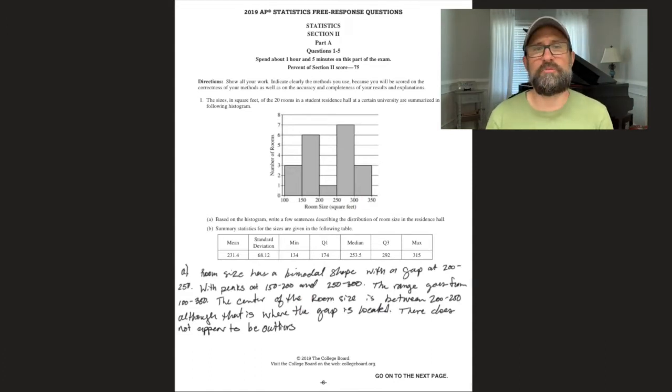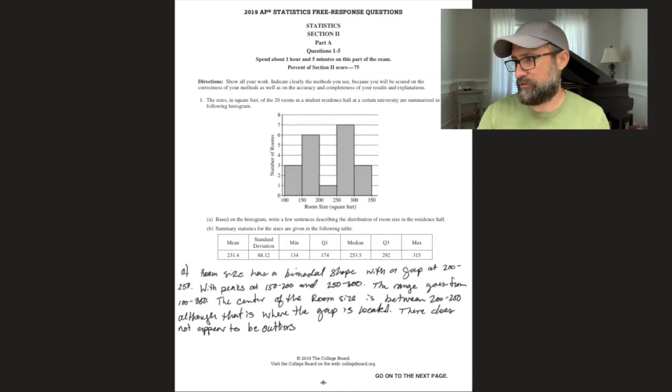Center, I did talk about center, even though it's bimodal. I'm still going to talk about the centers. I did reference the modes, 150 to 200 and 250 to 300. I went ahead and said the center of the distribution falls somewhere between 200 and 250, although there is a gap at that location. And in this case, I don't really see any outliers present.